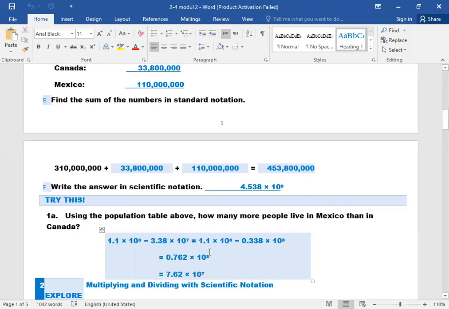Now, we will multiply the multipliers, which is 1.1 times 0.338. It will be 0.762 times 10 to the power of 8.